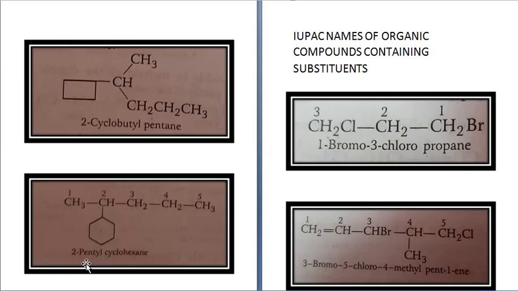If the ring contains more or equal number of carbon atoms than the alkyl group attached to it, it is named as a derivative of cycloalkane, and the alkyl group is treated as a substituent group. Now see over here, the ring has 6 and the side chain has 5. So the parent will be cyclohexane and the side chain will be this 5-carbon group. So 2-pentylcyclohexane. Alright. Now IUPAC names of organic compounds containing substituents.